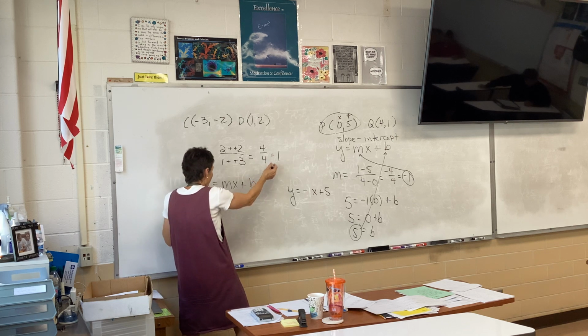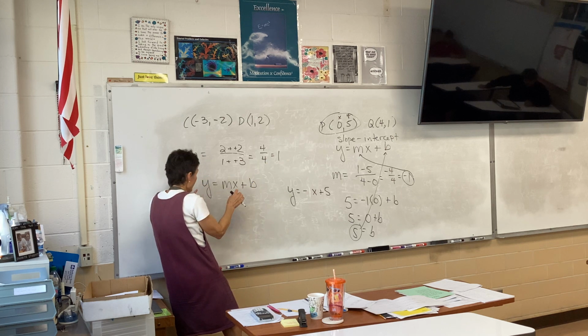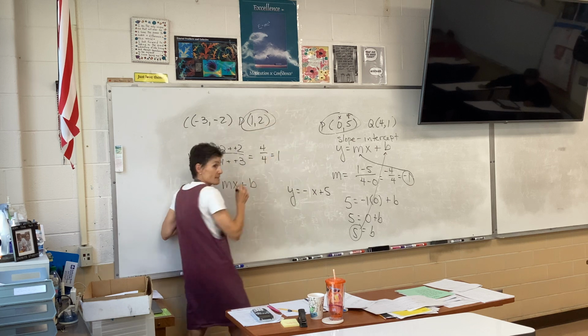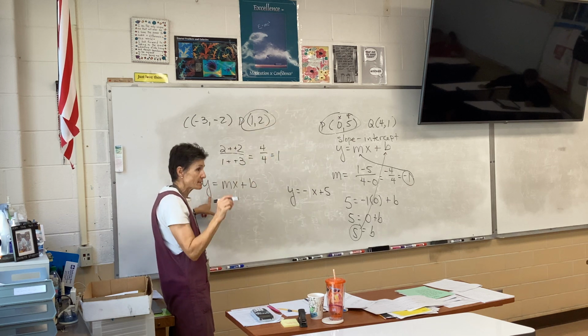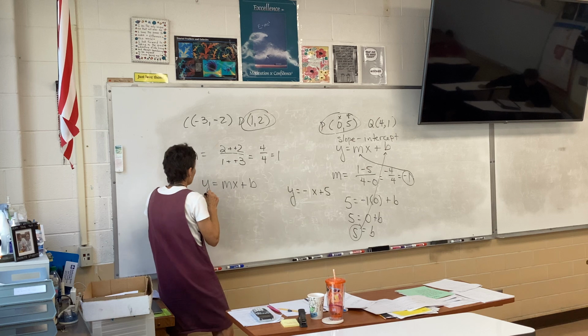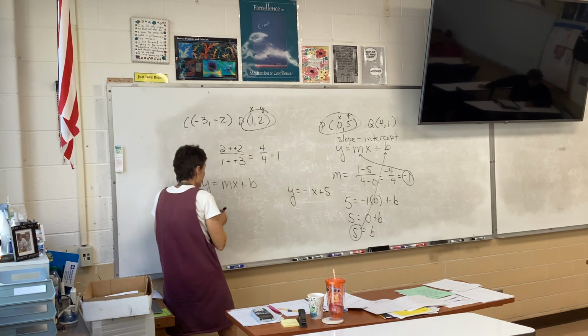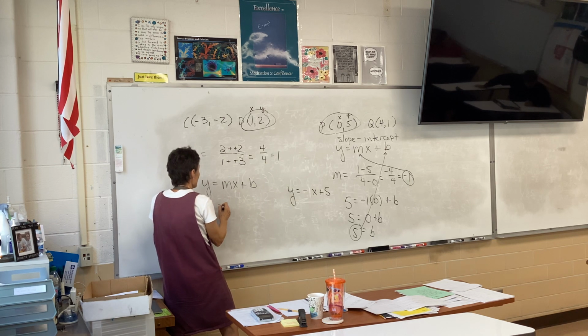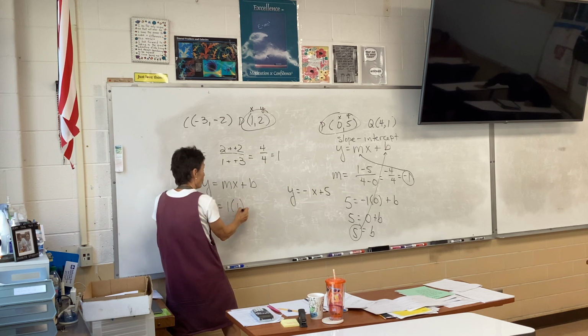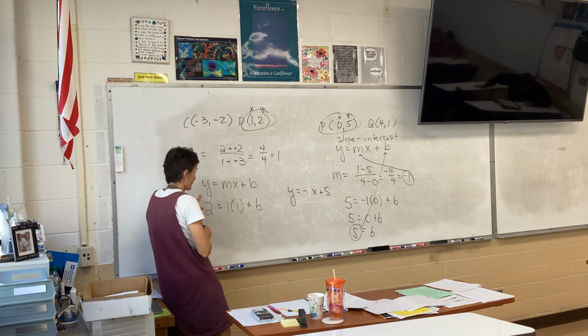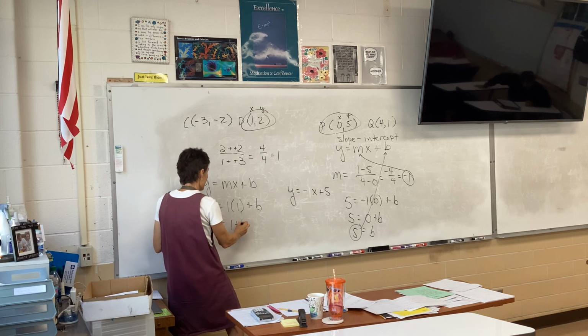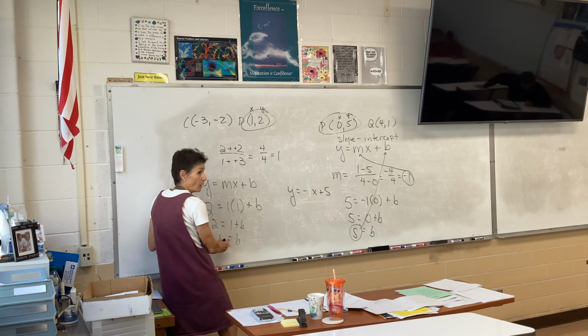I'm gonna plug in the 1 right here. And then what am I gonna put in for the x and the y? One of my points, and I would probably use that one, but it doesn't matter. It does not matter. So if I use that one, remember, this is x, this is y. So 2 equals 1 times 1 plus b. So 2 equals 1 plus b, and b equals 1.